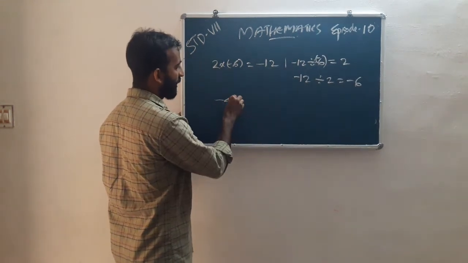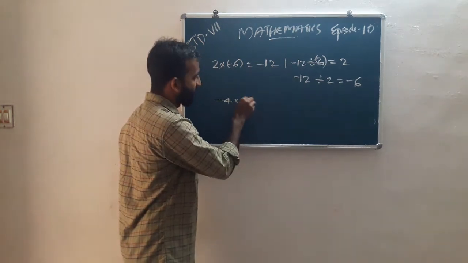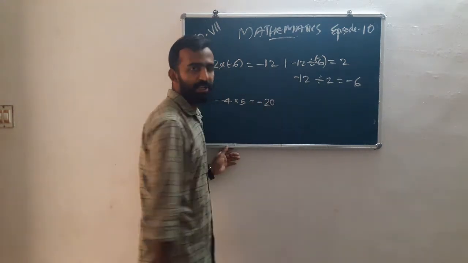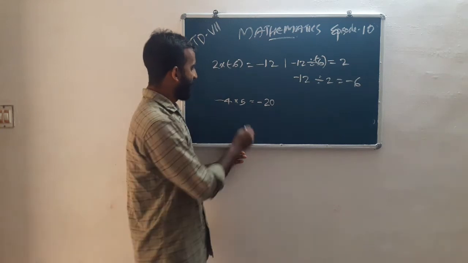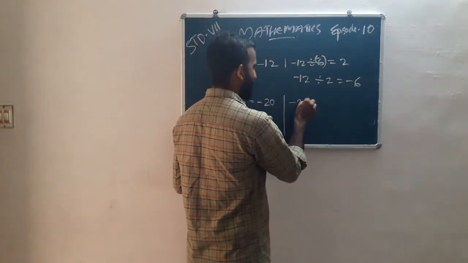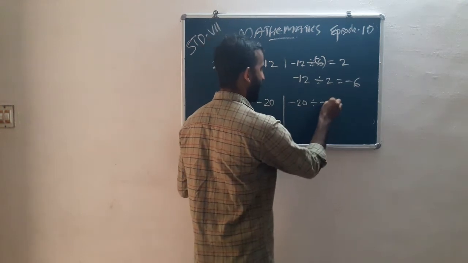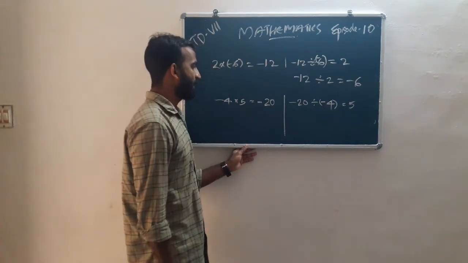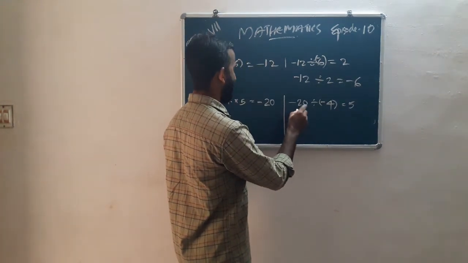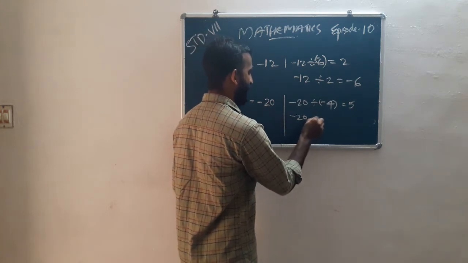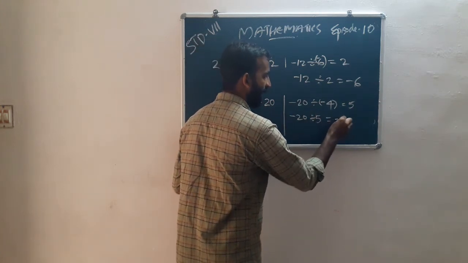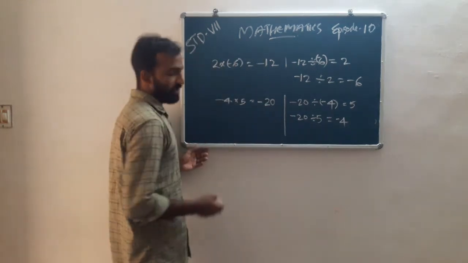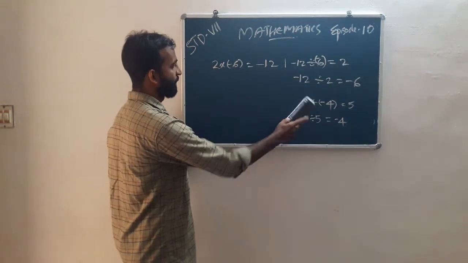And next is what? Negative 4 into 5. We get the answer negative 20. That is, negative 20 divided by negative 4, we get the answer 5. And next, negative 20 divided by 5, we get negative 4. Is it? And next one is what? Next one?